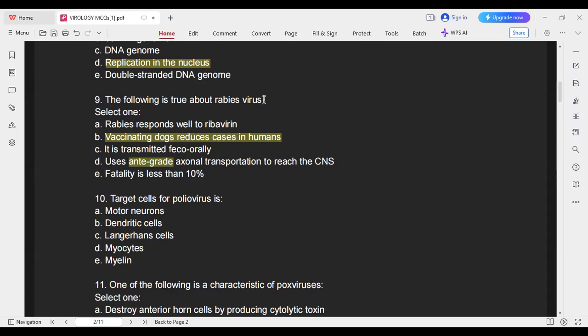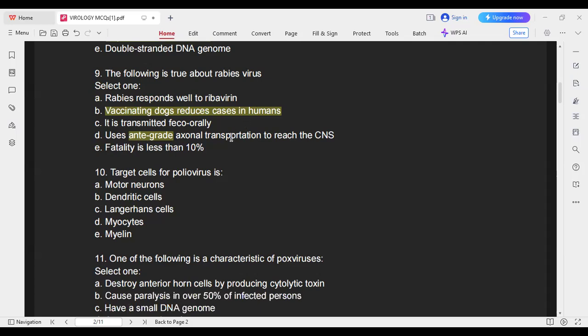Okay. Number 10, target cells for poliovirus is? Answers in the chat. Motor neurons. Oh, I've seen a question here by someone. They're asking, can you please clarify on the modes of axonal transport? Okay. So we have two types of axonal transport to reach the CNS. We have anterograde and retrograde.